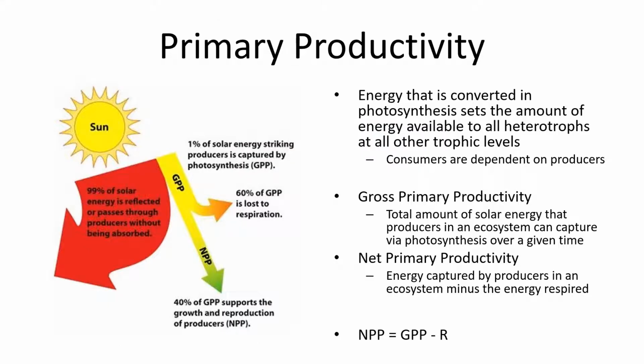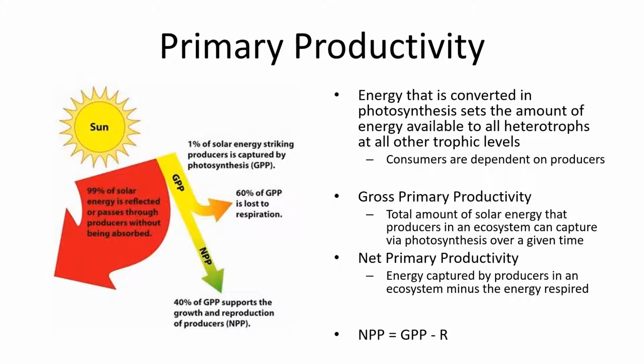And so in looking at really how productive an ecosystem is, we take a look at primary productivity. The energy that's converted in photosynthesis is what's setting the amount of energy that's available to everything in the system. So all other trophic levels, all consumers are dependent on producers. So really producers are the beginning of any ecosystem. So important.